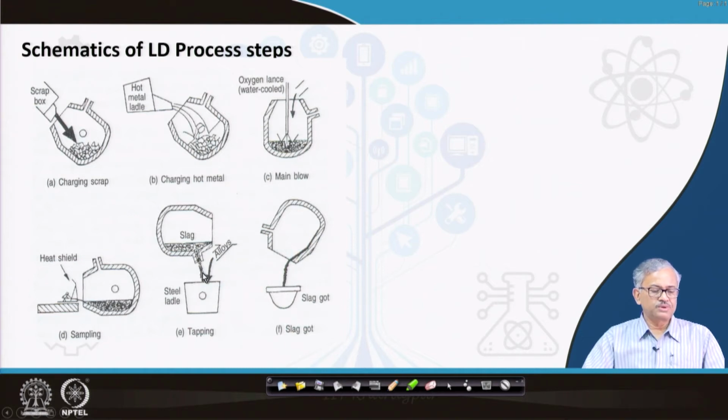This is called the tapping process. And if you want to do some alloying, people add the alloying elements here. For deoxidation, if you want to add aluminum, people do aluminum addition for deoxidation here. Sometimes alloying is also done here, because the inertia of the liquid steel can be utilized for mixing or homogenization of the alloying elements as well as the deoxidizer. And finally, the slag is taken out in a slag pot.